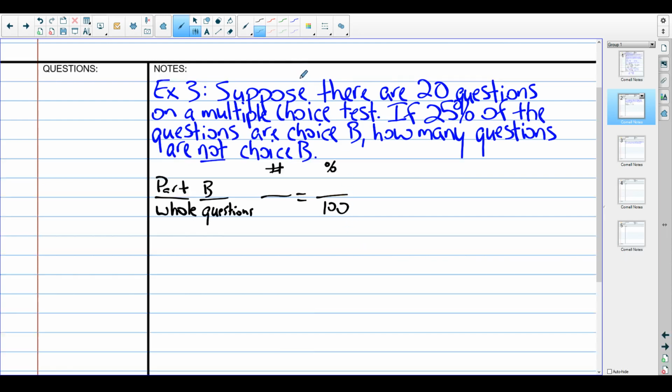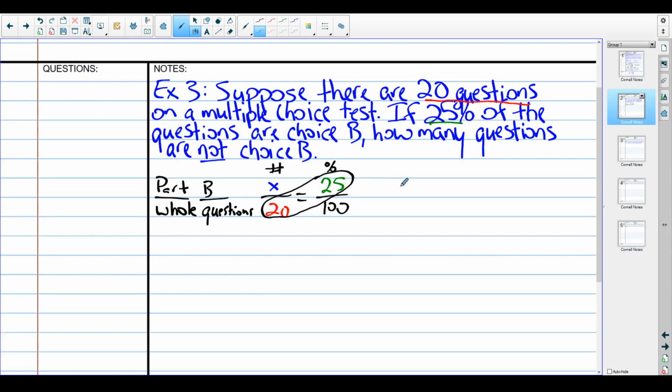And then we just look, what does it tell us? So it says there are 20 questions. So it doesn't say there are 20 questions that are answer B, but just 20 questions. So that has to be the whole thing. So it's going to be 20 down here. Then it tells us 25% of the questions are choice B. So what percent is B? 25. Okay. So then we can solve for this, and this will tell us how many are B. And I know this says how many are not, and we're going to go back at the end and sort this part out. But here's a proportion that we can solve.